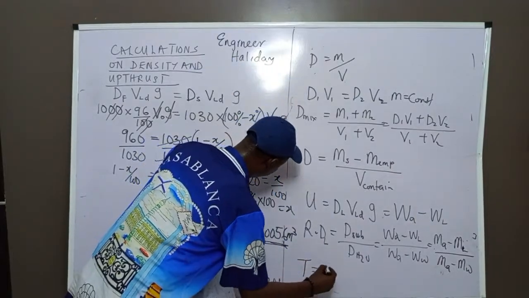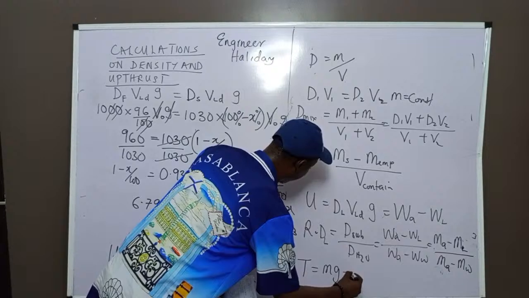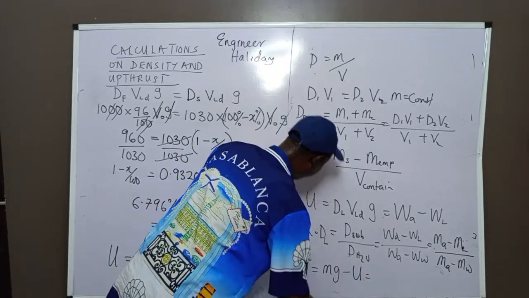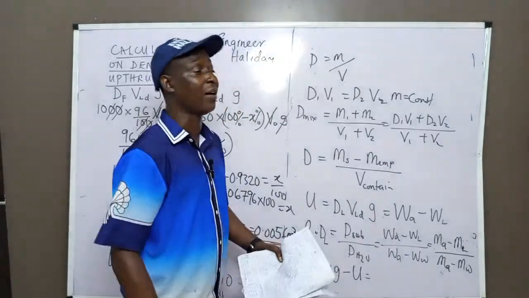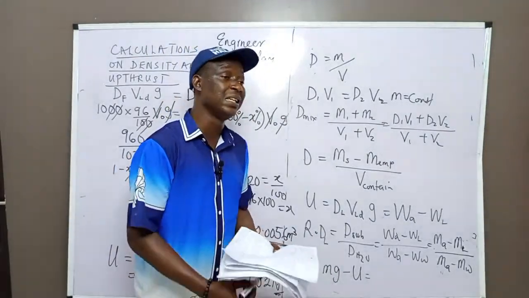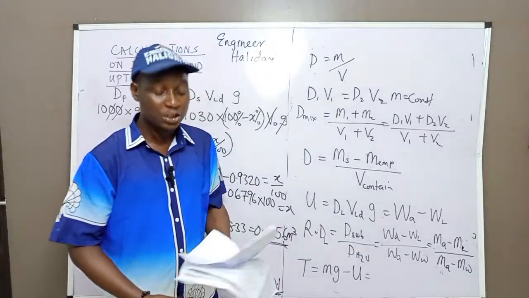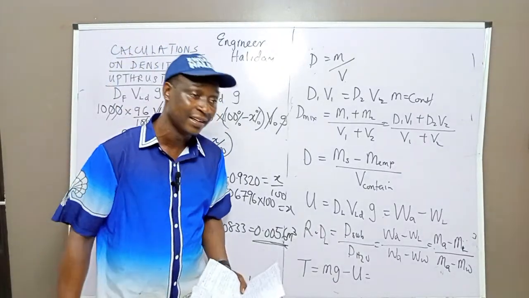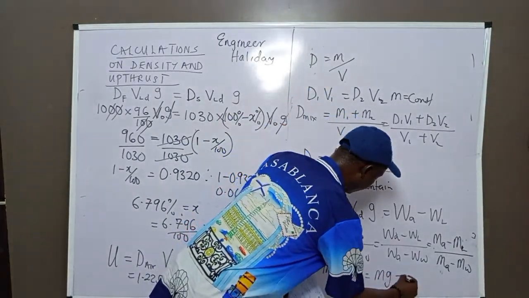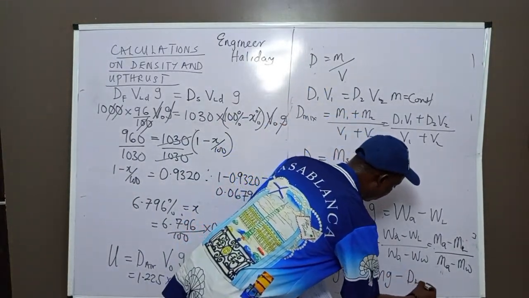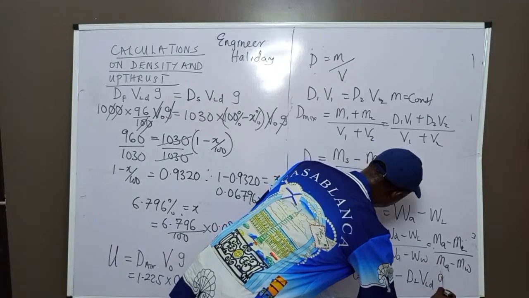We have also said that tension is equal to mg minus upthrust, when a string suspends a body in water. Don't forget that upthrust is the weight of liquid displaced. It also means loss in weight, weight in air minus weight in liquid. That means you now do mg minus density of liquid times volume of liquid displaced times g.